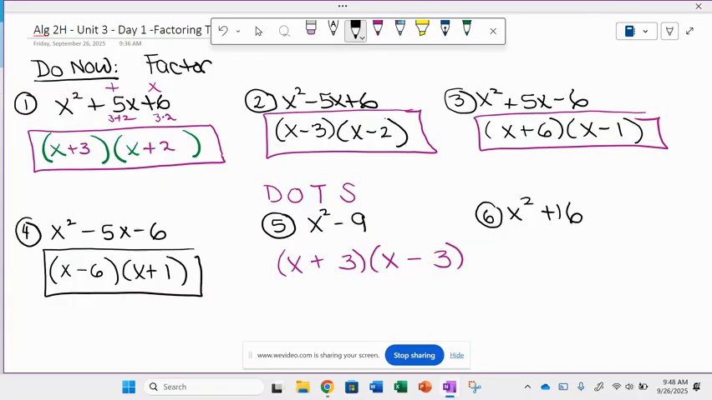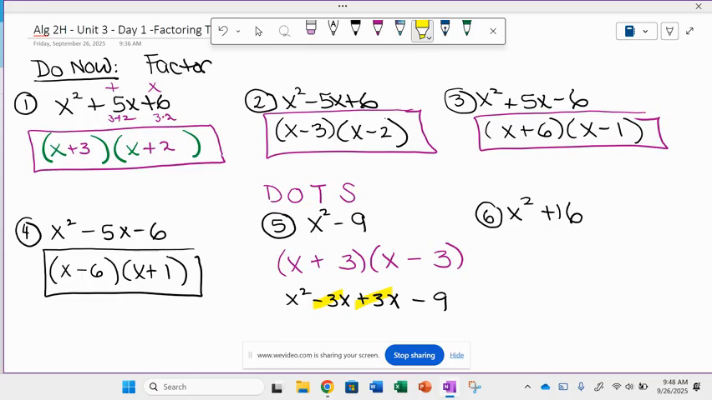Just to show you, when we FOIL this out, we're going to get x squared minus 3x plus 3x minus 9. What's a negative 3x and a positive 3x? 0. So isn't that x squared minus 9? So that's a DOTS. What does DOTS stand for again? I had just said it. What does that stand for?